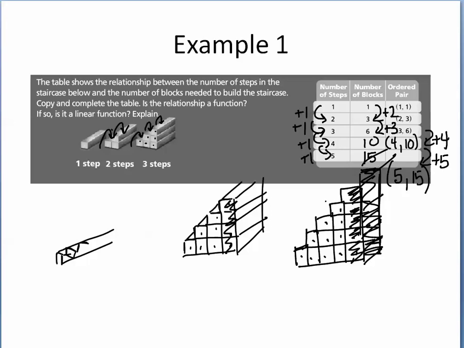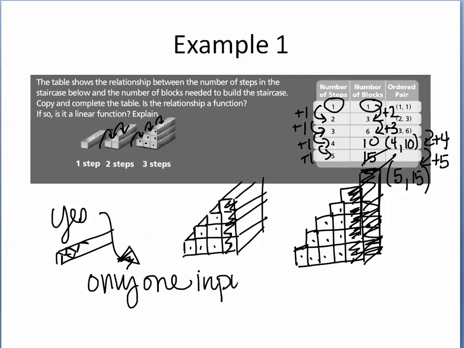So is this a function? Remember, a function is one input gives you exactly one output. So if I plug in 1, if I have 1 step, there's only one answer. It's 1 block. I'm not getting 2 separate answers. So no, there's no problem here. It is a function. Yes. Okay. It's a function because there's only one output per input.